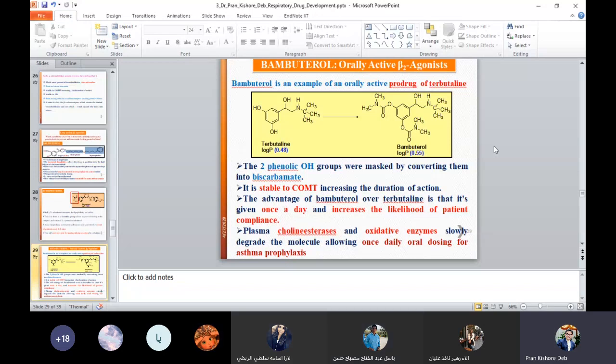Bambuterol. And in the whole chapter, how many prodrugs have you studied? Only one. This one, Bambuterol. This is the only one you are studying in this chapter.